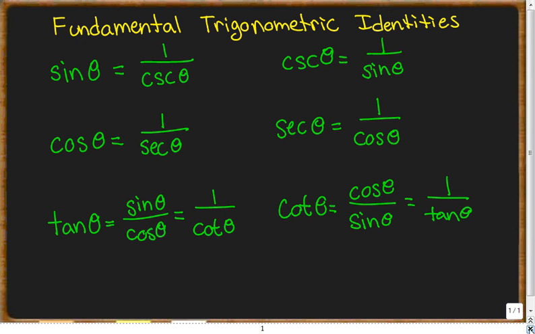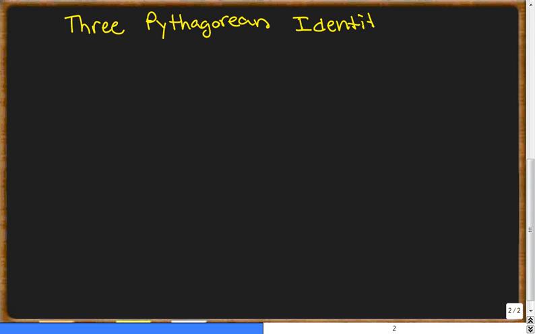But we also have the 3 Pythagorean identities that we've gone over in class so far. So the 3 Pythagorean identities are as follows. So the first one is the sine squared of theta plus the cosine squared of theta always equals 1. So this is always true no matter what.